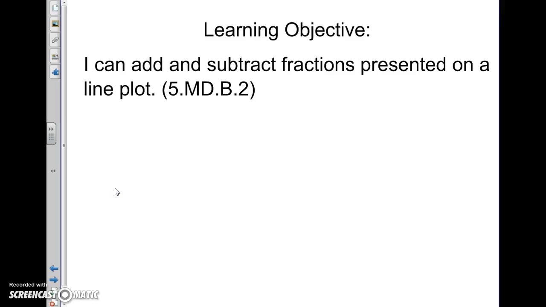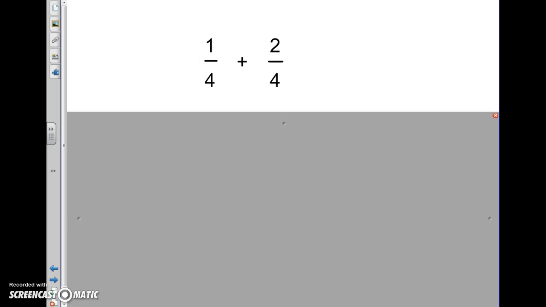Today's learning objective: I can add and subtract fractions presented on a line plot. Fifth grade standard, measurement and data, B2. Alright, so we have here something that looks pretty familiar. We're adding like fractions, fractions with common denominators, and we have 1/4 plus 2/4. So we're going to take a look at what that would look like on a line plot.